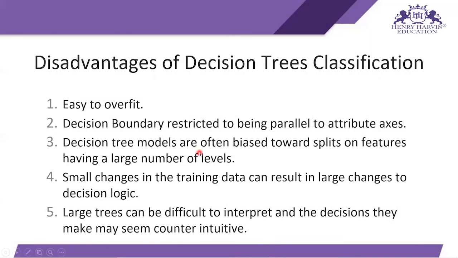And the disadvantages of decision tree classification are: it is easy to overfit, it easily overfits our training data set. The decision boundary is restricted to being parallel to the attribute axis. Decision tree models are often biased towards splits on features having a large number of levels. Small changes in the training data can result in large changes to the decision logic.